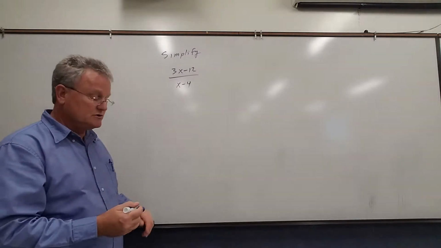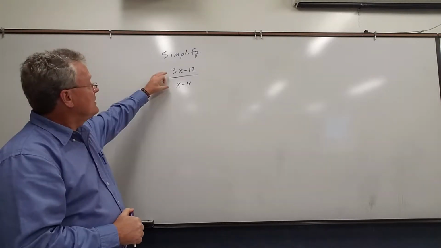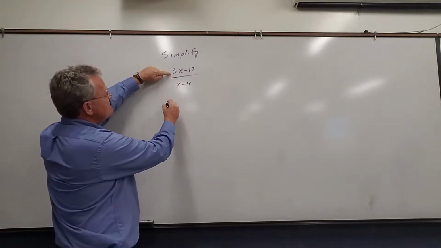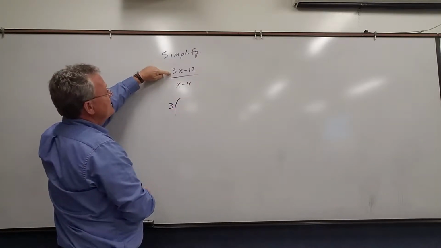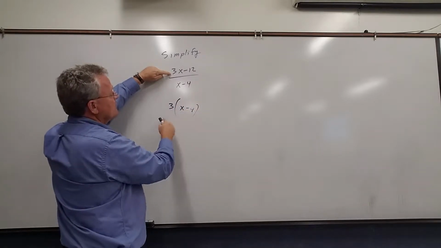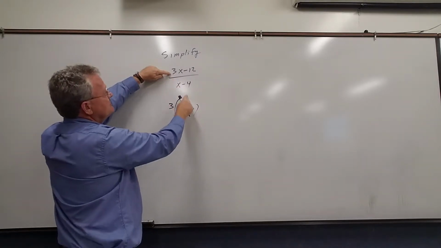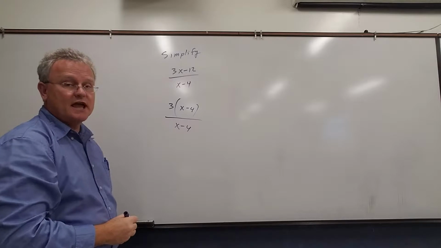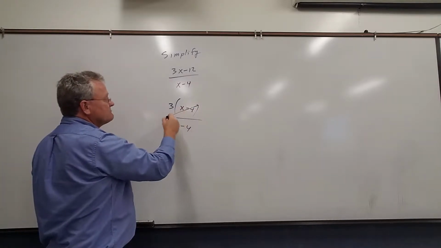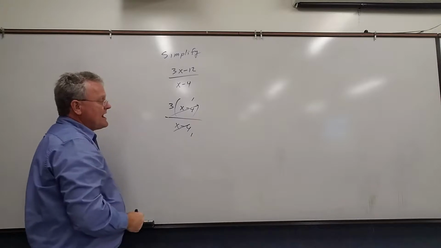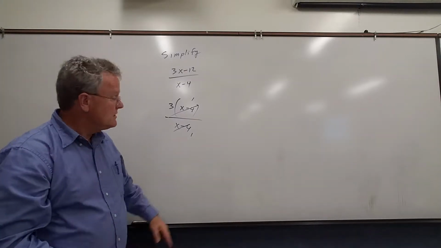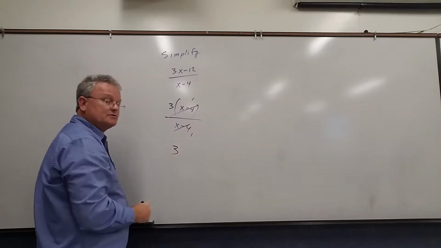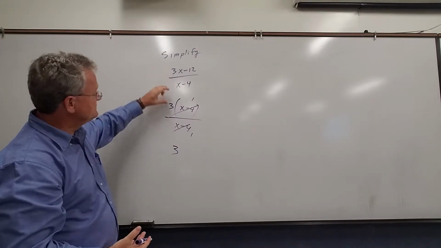To simplify rational expressions, we want to factor. So this cannot be factored, but in the numerator I can factor out a 3, and when I do that I'm left with x minus 4. 3 times x is 3x, 3 times negative 4 is negative 12. Here the x minus 4's cancel, or really x minus 4 over x minus 4 is 1, and 1 times 3 is 3. But when we cancel, there's really 1's left. So the simplified version of this is 3.